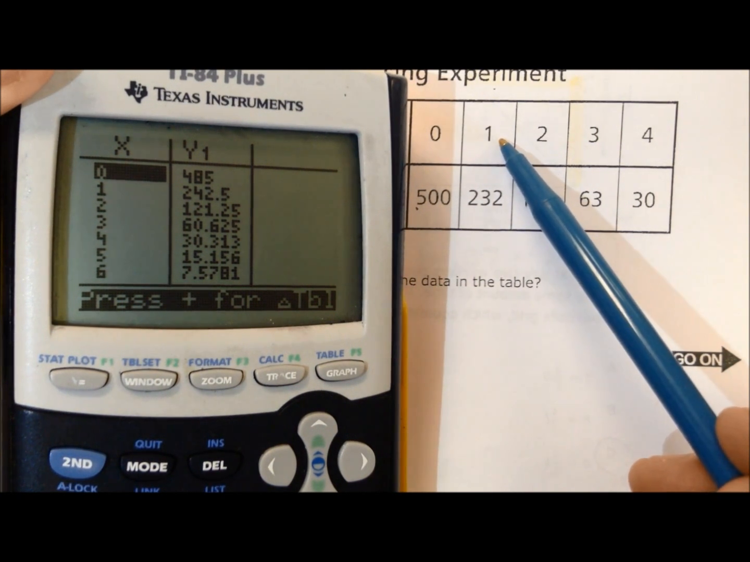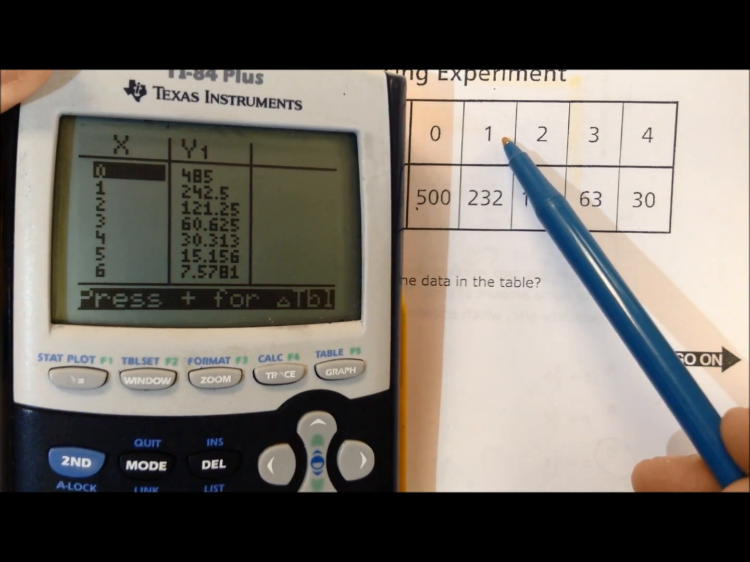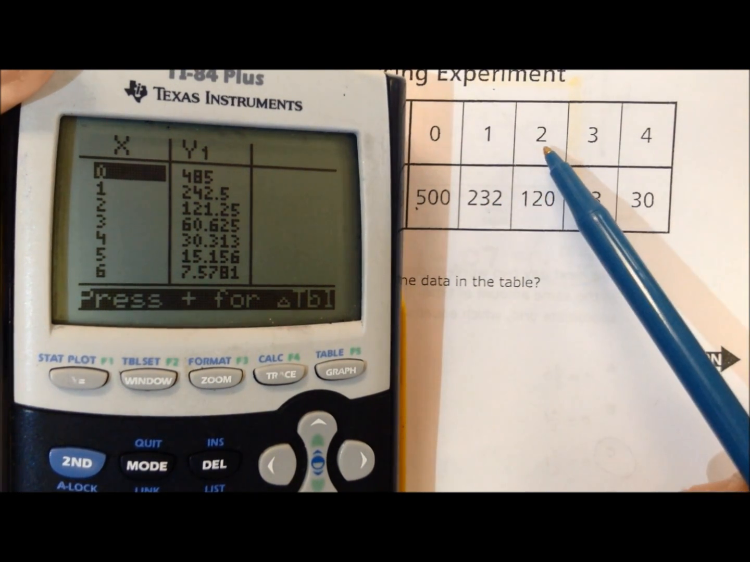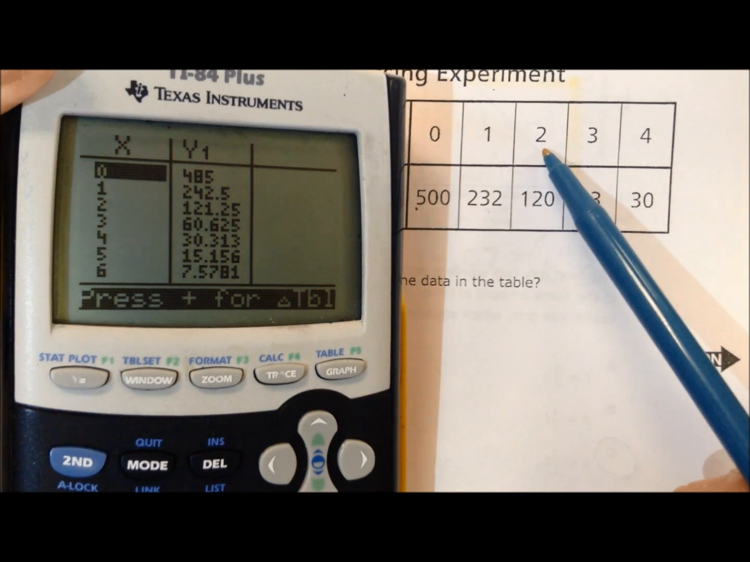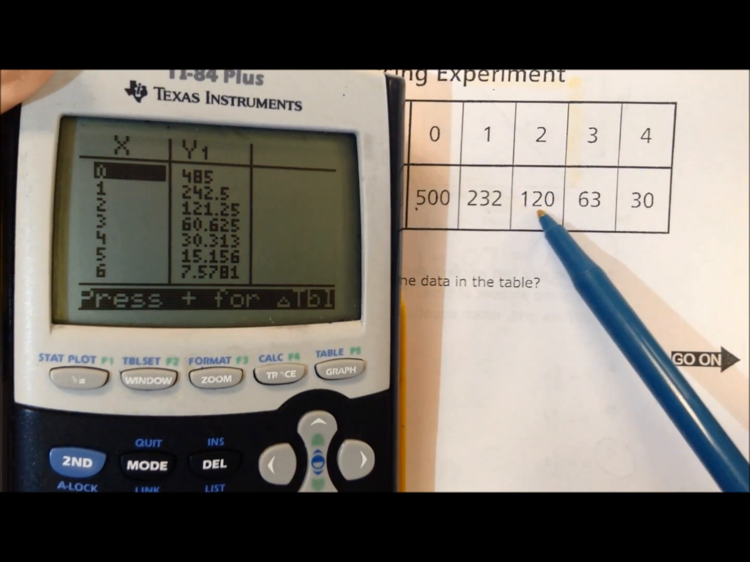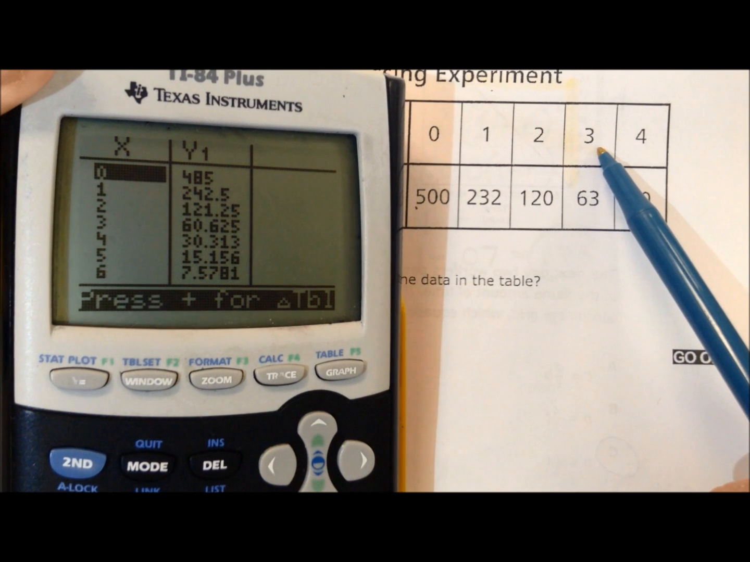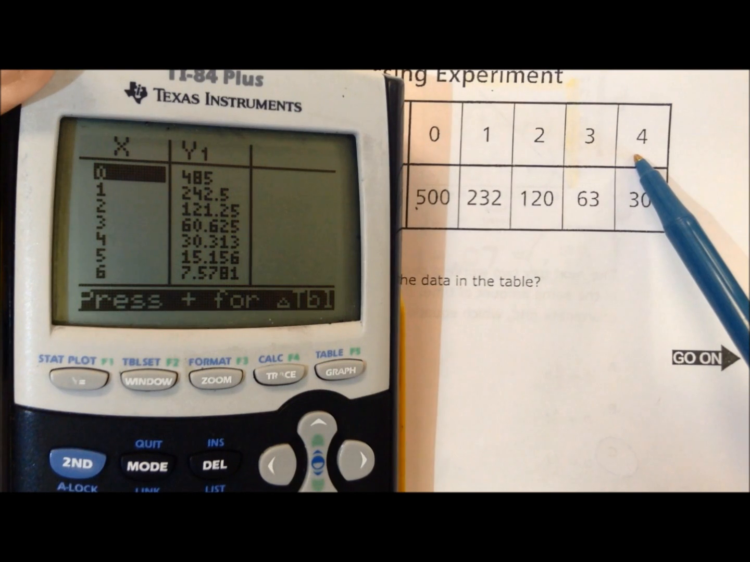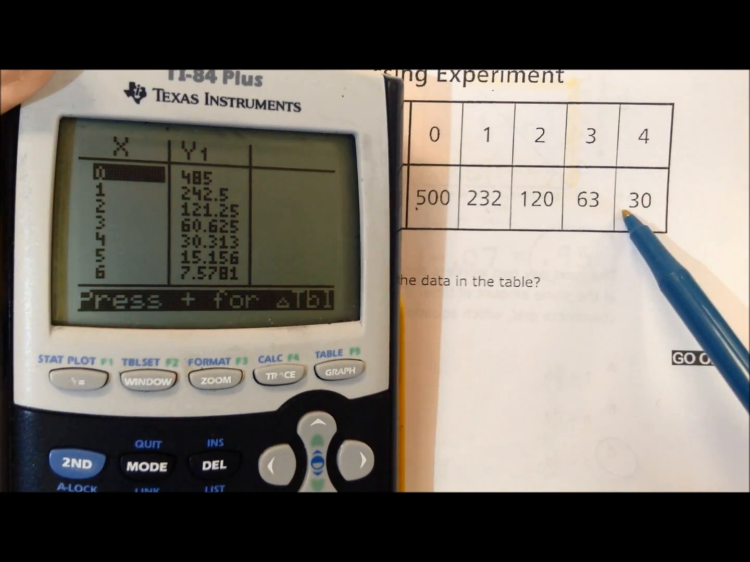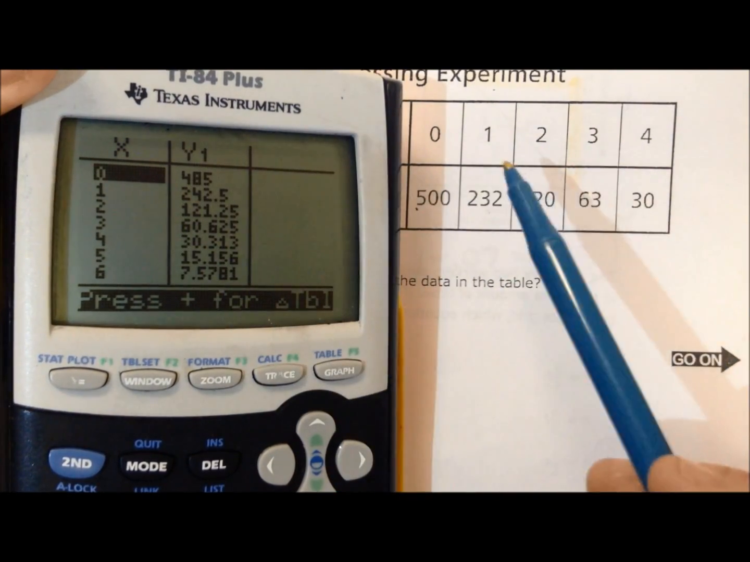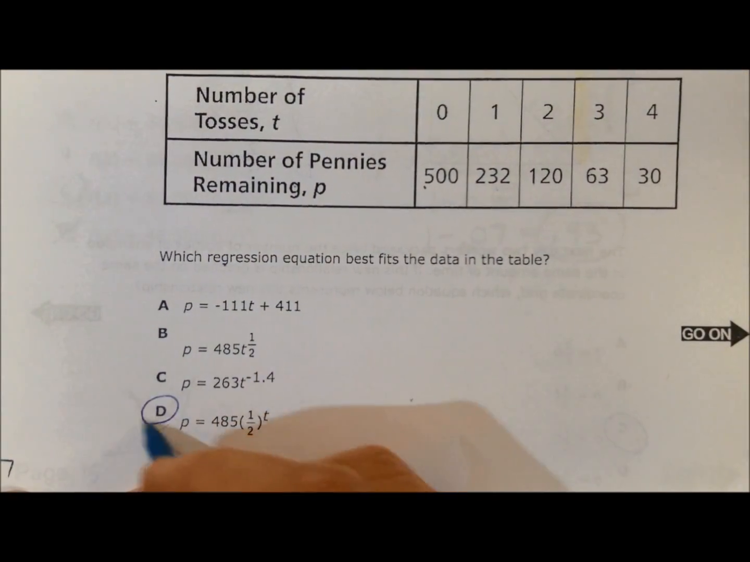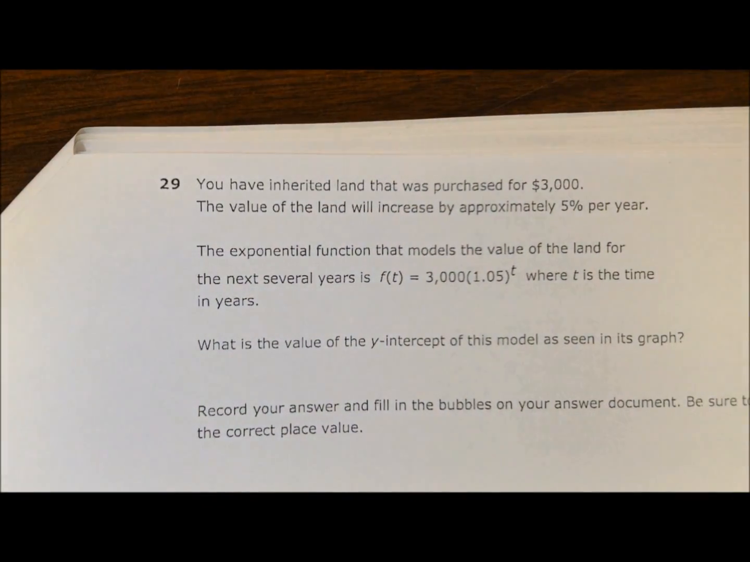You get close. On the calculator, I get 242. Not as close, but still in the ballpark. Next one is 2, 121 on the calculator. That one's pretty close. 3, on the calculator, I get 60. I got 63. And then on 4 on the calculator, I get 30. That's spot on over here. This is the closest one that's going to create this table. Again, don't just check the first 2 values. Check them all.